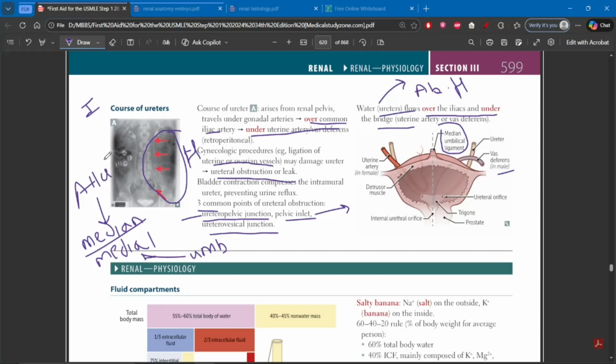All right, so the median umbilical ligament is a remnant of the allantois. Allantois has an N in its spelling. So I hope you remember what allantois is. Allantois is a membrane in the fetus. So the allantois gives rise to the remnant, the median umbilical ligament. And the umbilical artery, because it has an L in it, gives rise to the medial.